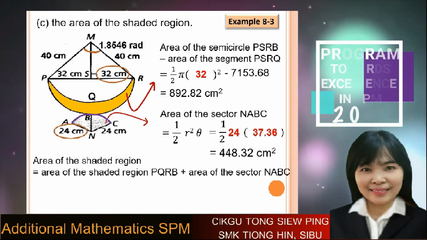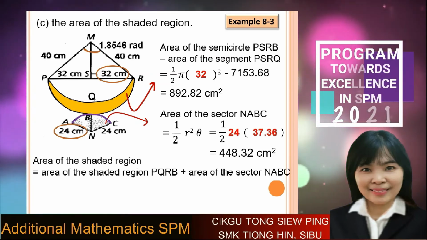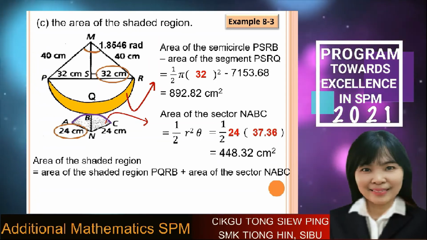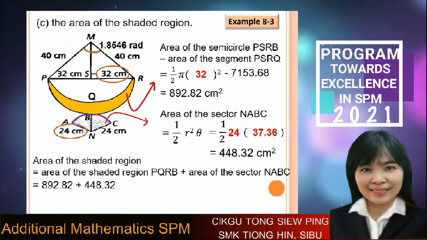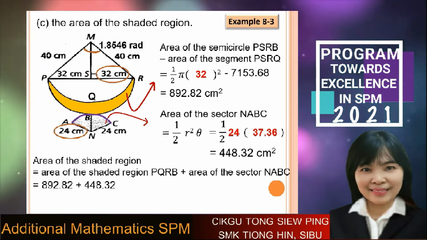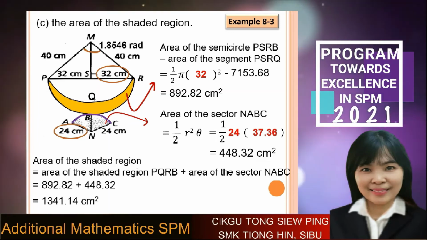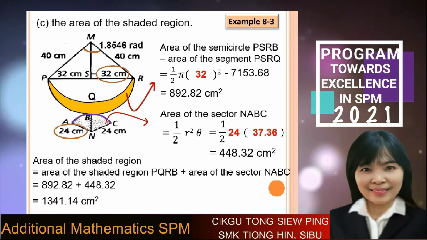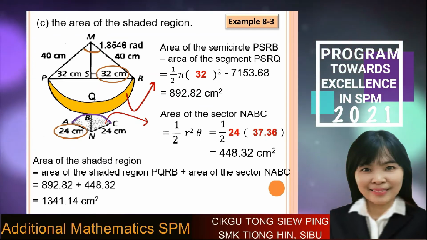Therefore, the area of the shaded region is equal to the area of the shaded region PQRB plus the area of the sector ARB, that is 892.82 plus 448.32. We get the final answer, that is 1341.14 cm squared.